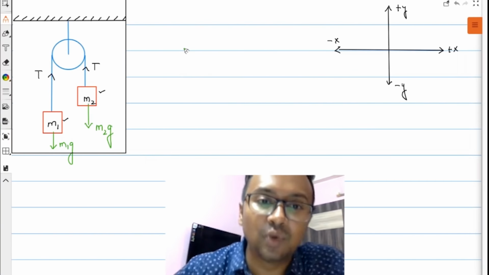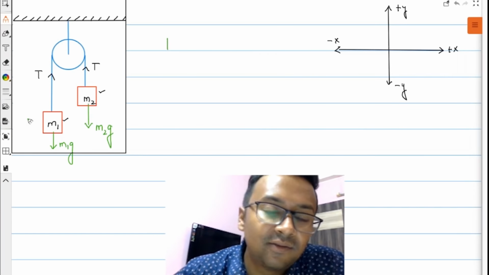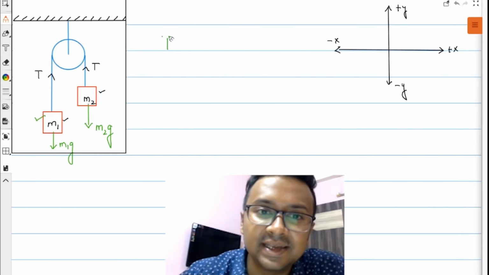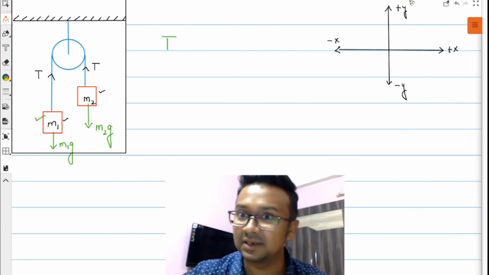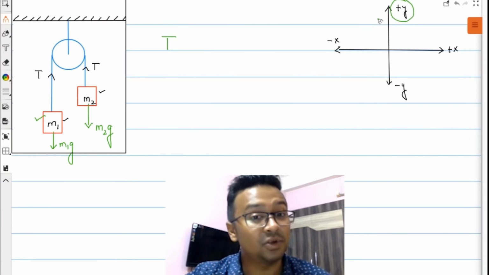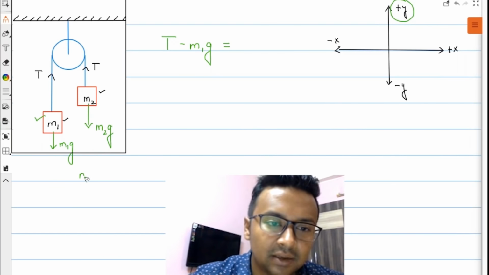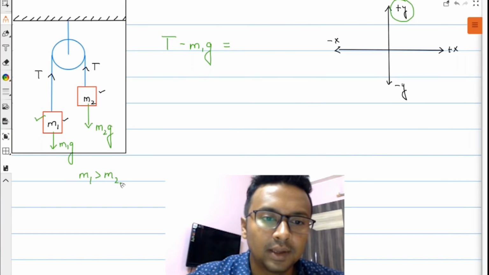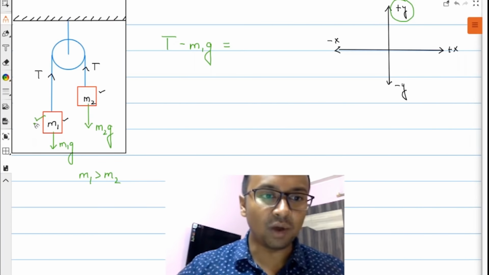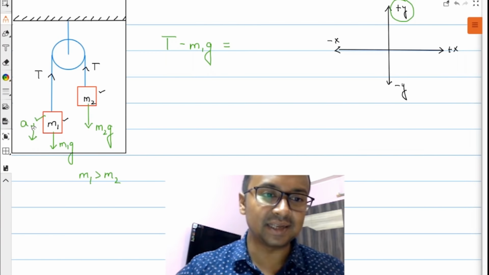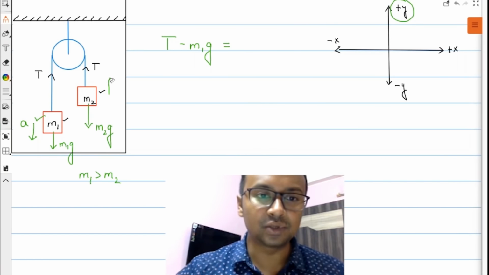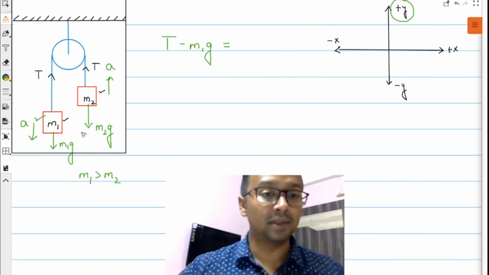The force equation is going to be, for the first one, I'm going to take M1, and T is in the upward direction, so it's positive because plus y is the positive direction, so T minus M1 g is going to be, for all purposes, we are going to assume that my M1 is greater than M2. Then definitely, my dear students, this M1 is going to go down, let's say with an acceleration of a, and this M2 is going to go up with an acceleration of a.